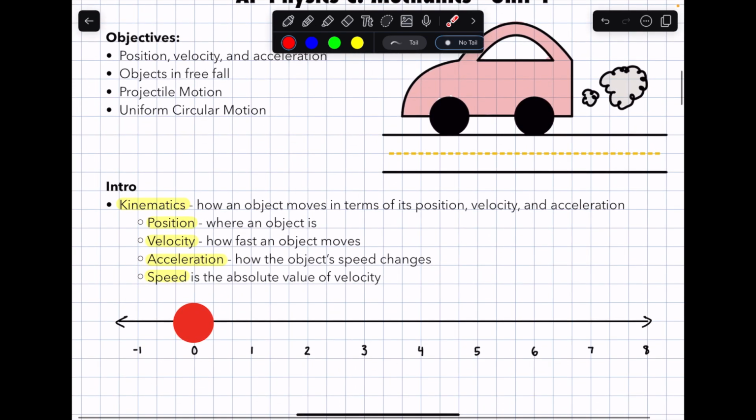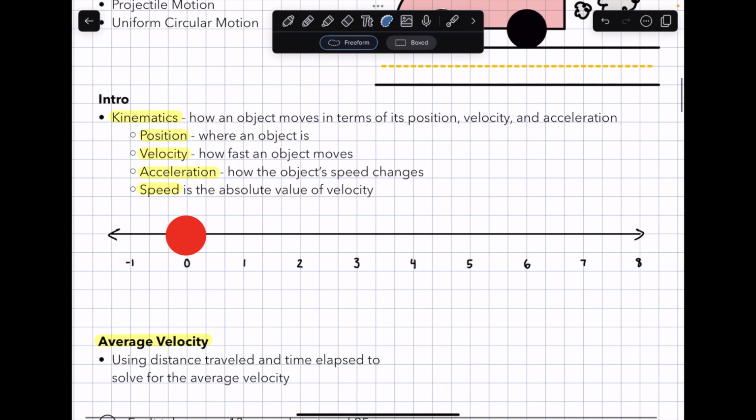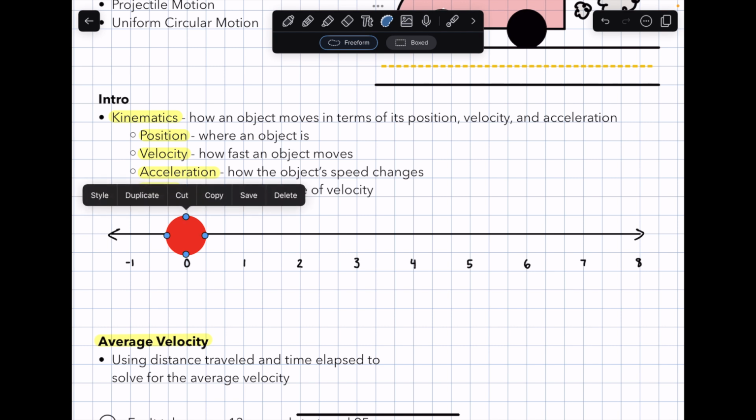Now, kinematics is the study of how an object moves in terms of its position, its velocity, and its acceleration. But what does that even mean? So, position is where an object is at a given time. For example, this circle right here could be at position 0, could be at position 2, could be at position 6, and so on and so forth.